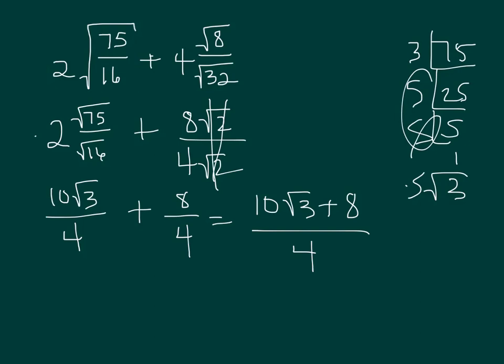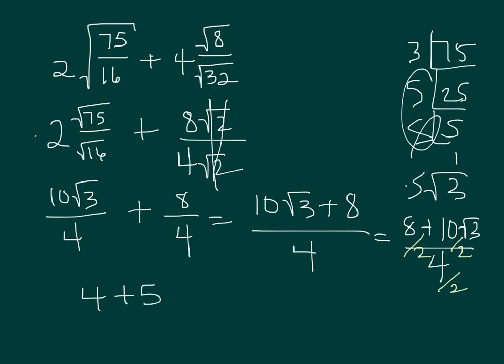Now, there's a couple things I need to do here. First things first, I know that my root needs to come last. So I should actually rewrite this as 8 plus 10 root 3 over 4, because that's technically the proper way to do it. I also recognize that each of these is divisible by a 2. And since each of them is divisible by a 2, I actually can go ahead and divide that out. So it becomes 4 plus 5 root 3 all divided by 2.